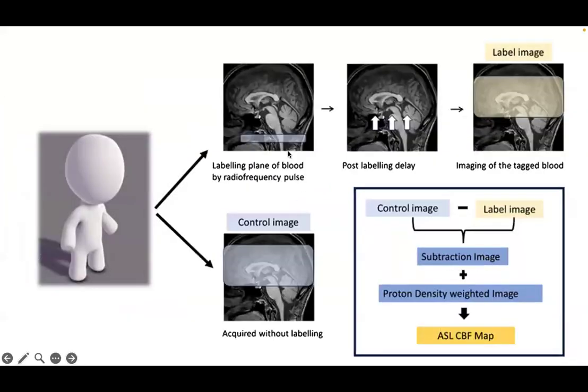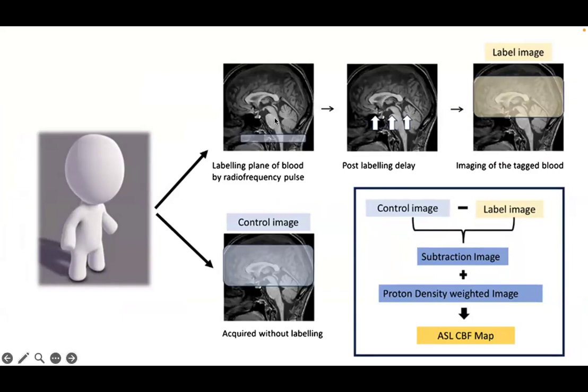The first thing is that ASL can have multiple artifacts. So you have to position the patient in the neutral position. You cannot tilt this slab. This is the slab where you are tagging the blood. So for both carotids, the patient should not turn the head either. If you turn it, one carotid circulation will be more than the other one. So you have to be exactly in neutral position. The AC-PC line should be parallel.